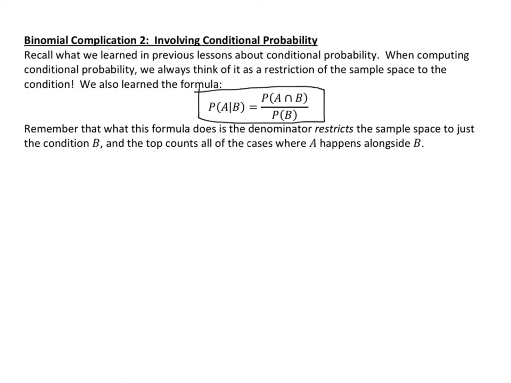What this formula really does is the denominator restricts us to the sample space of just the condition where B has happened. Remember, this is the probability of A given B. So when we say given B, the probability of B is the denominator. That's the sample space. And in the top, we're counting all of the places where A happens alongside B. I'm not counting any of A's that were outside of the realm of B. So we've done conditional probability before. We restrict ourselves to the sample space like this. I now want to talk about how this formula can be used in parallel with the binomial distribution. So let's get into some examples of this.